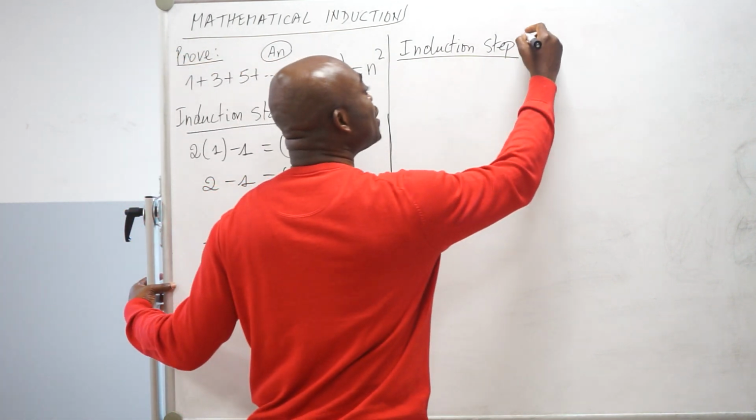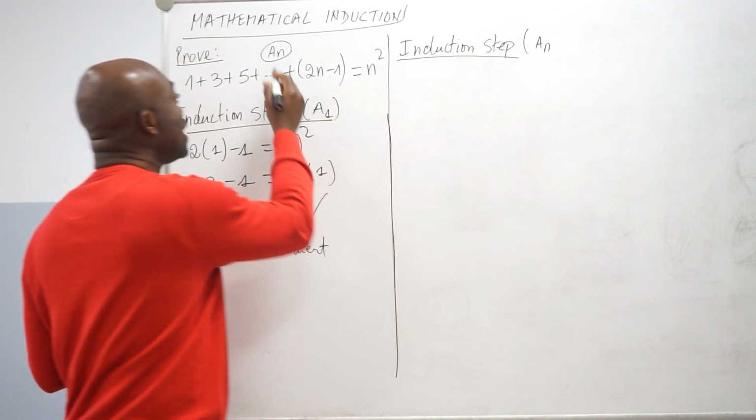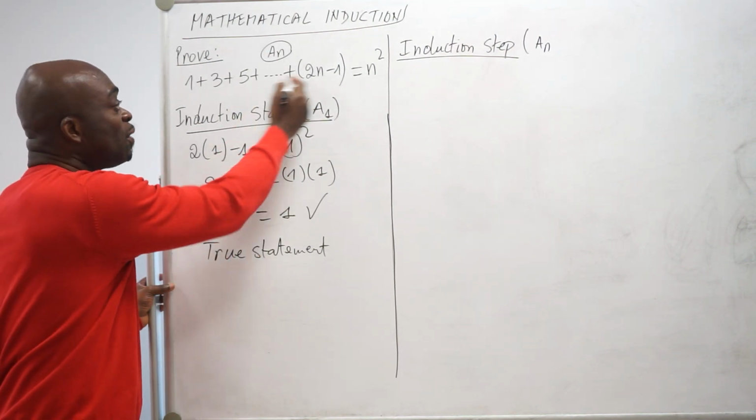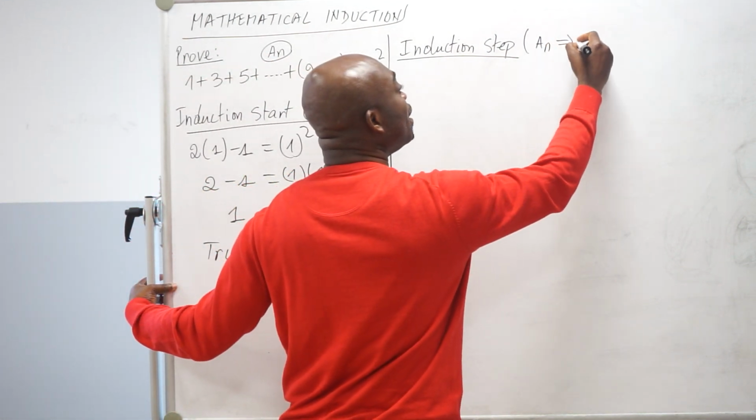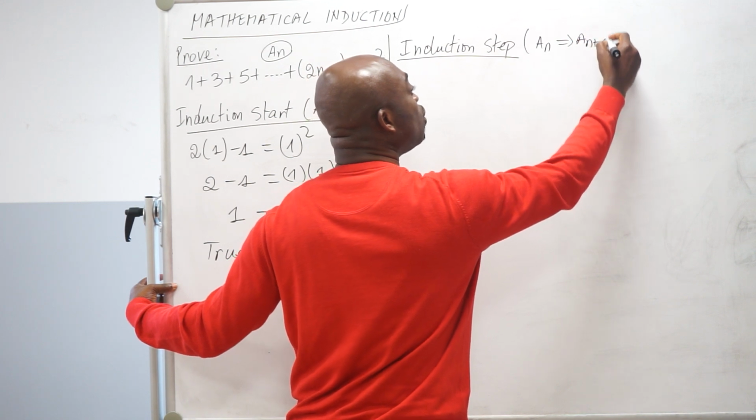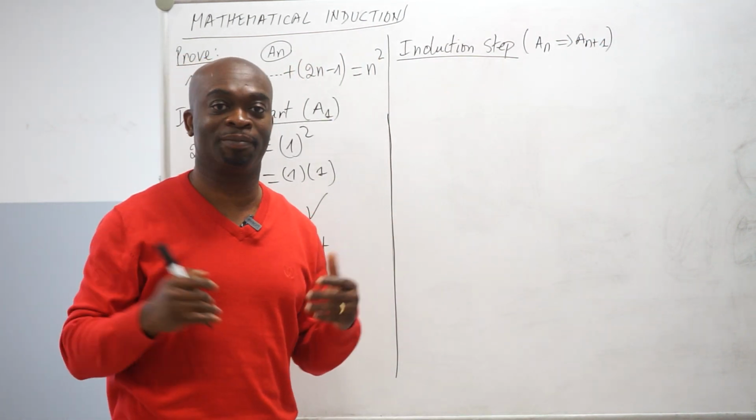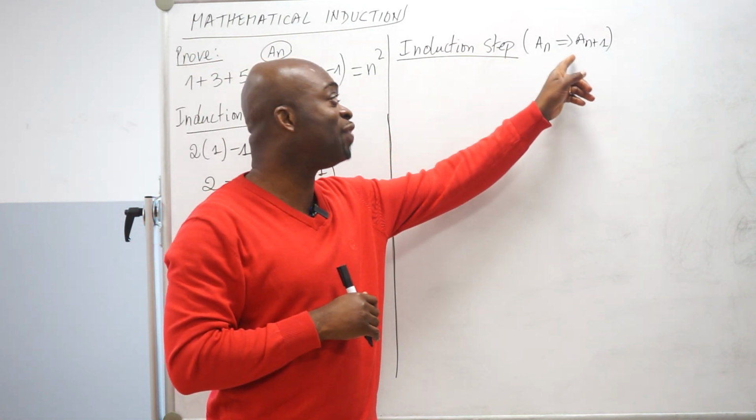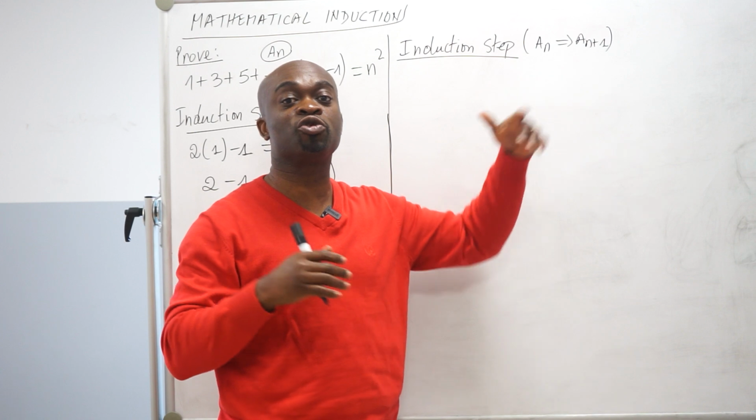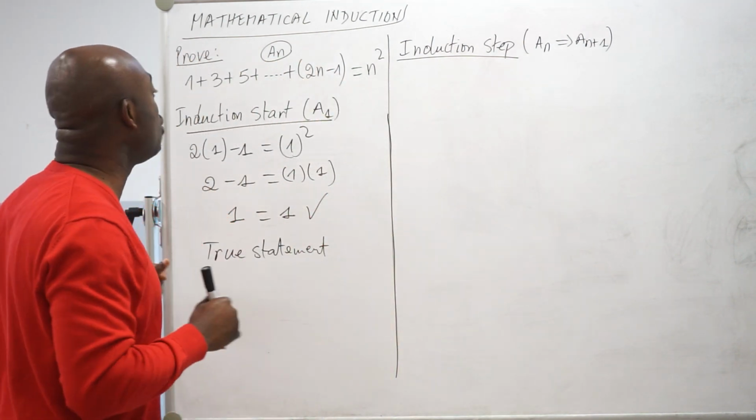So what's going to happen? That means if a sub n is true, which is what we just proved, then a sub n plus 1 also is true. If then, guys, remember that? Logic, okay? Logic math. So if a sub n is true, then a sub n plus 1 also is true. That's what we're trying to prove now, okay? And how do we go about that?